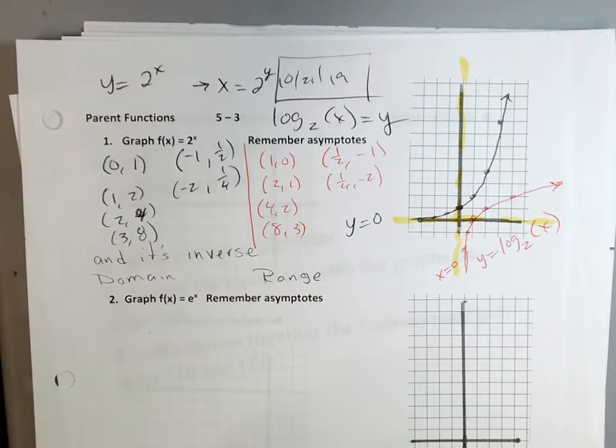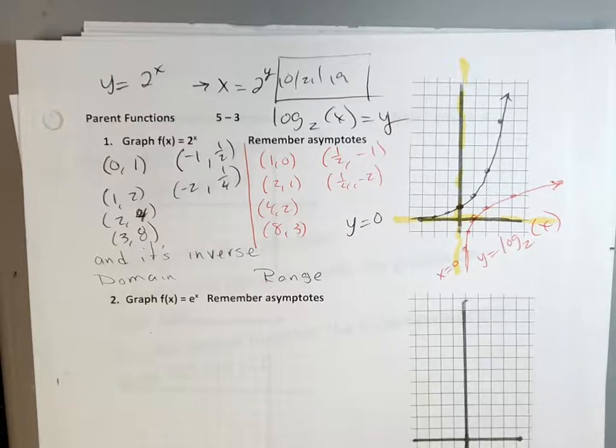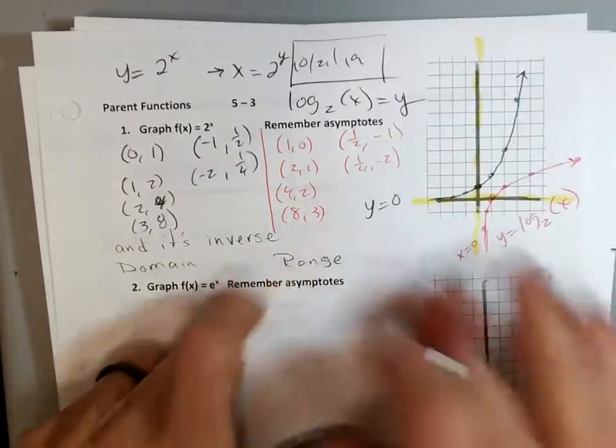So cool. So here's what we know. We know that given an exponential, its inverse is a log. Say that again. Given an exponential, its inverse is always a log equation. Or given a log equation, its inverse is exponential.